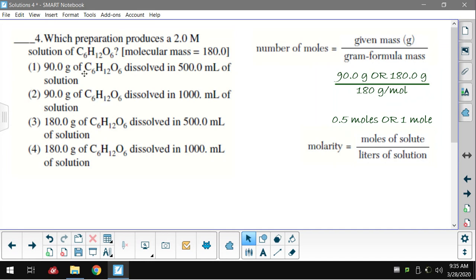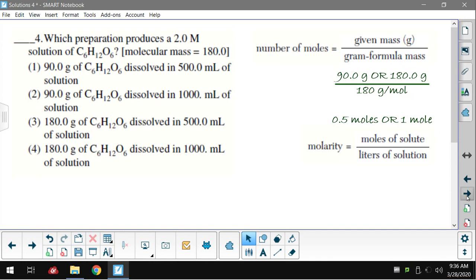So you go through here. This would be a half a mole and a half a liter. Half divided by half is going to be 1. A half divided by 1 is going to be 0.5. 180, which is 1 mole, divided by half a liter, that's 1 divided by 0.5, which is going to be 2. Here would be 1 mole over 1 liter. 1 over 1 is going to be 1. 1 over a half is going to be 2. You want a 2 molar? There it is, number 4.